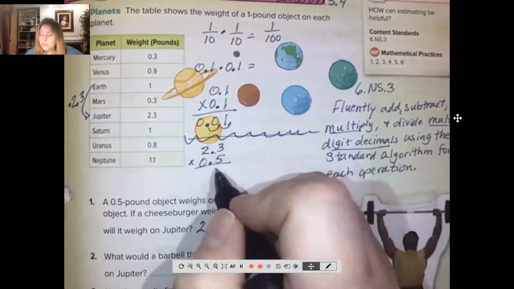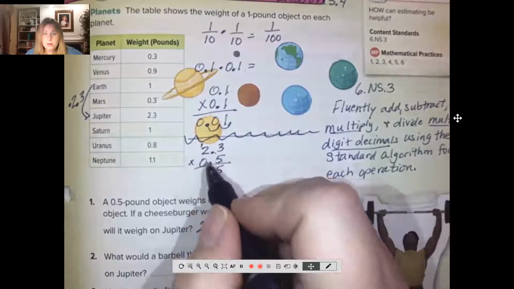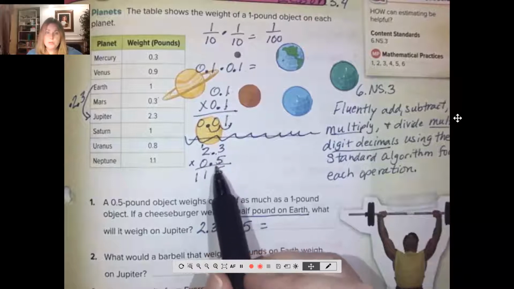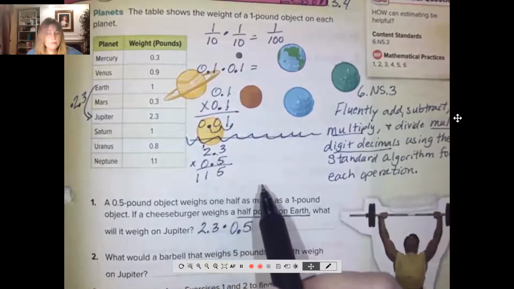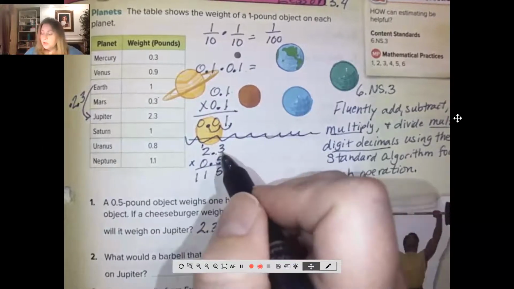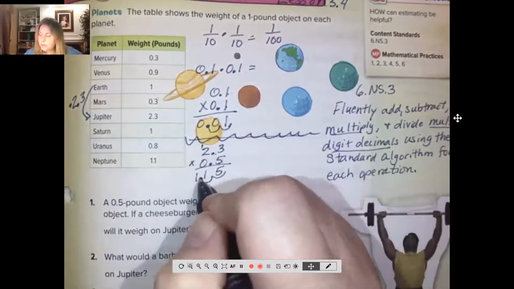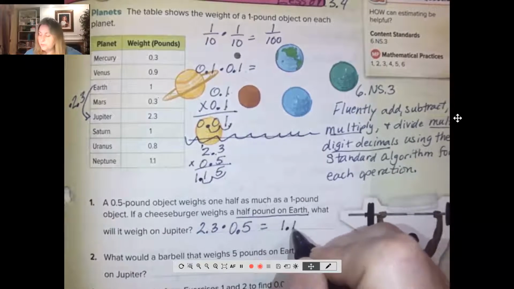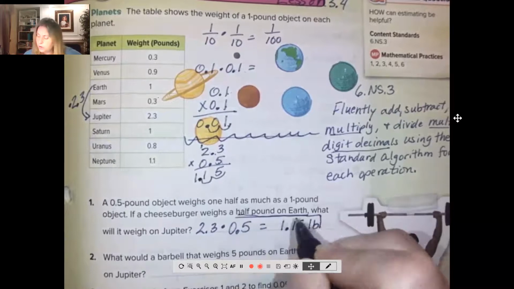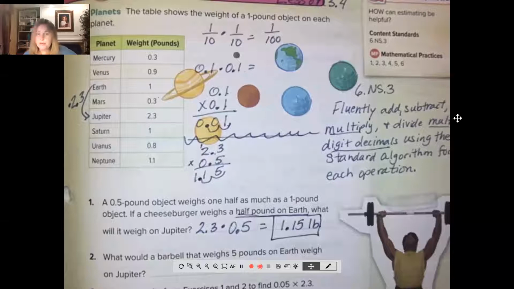So 5 times 3 is 15. Write the 5, carry the 1. 5 times 2 is 10, plus the 1 we carried is 11. So 115. So if these were whole numbers, 23 times 5 would be 115. That's a reasonable answer. But they weren't whole numbers, they were decimals. So we have 2 decimal places in our problem, we need 2 decimal places in our answer. So that cheeseburger would weigh 1.15 pounds on, what was our planet? Jupiter. Okay, so 1.15 pounds on Jupiter.